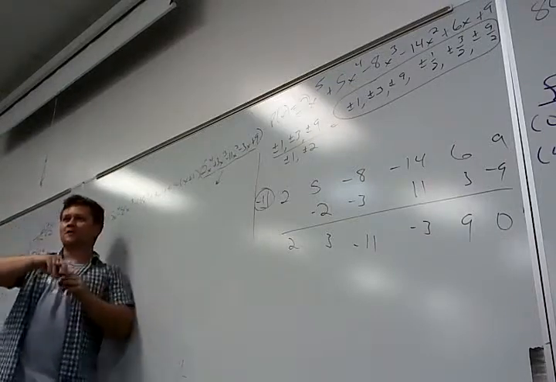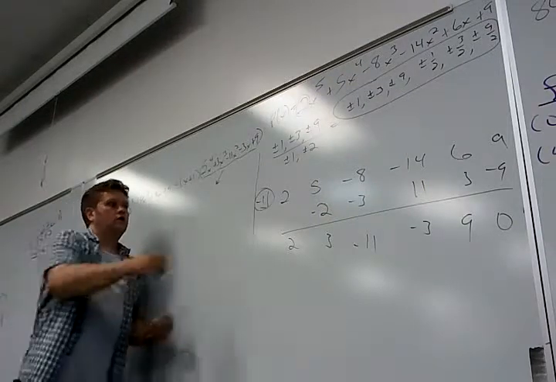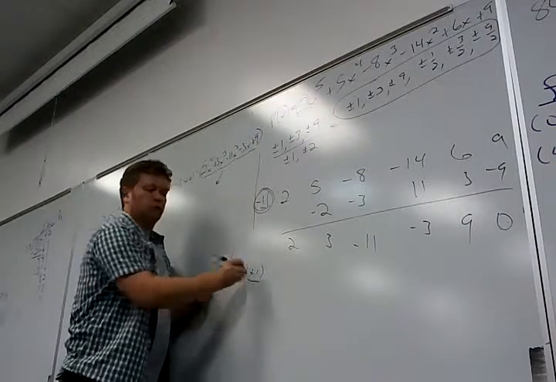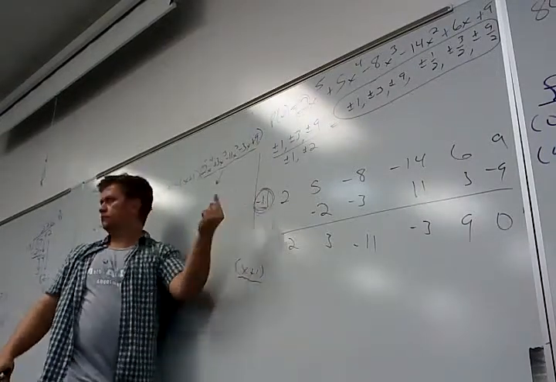How come it became a plus one? With a negative one? Because remember what goes in the penalty box? The opposite of what the actual factor would be. If it was plus one, we would put a negative one there.